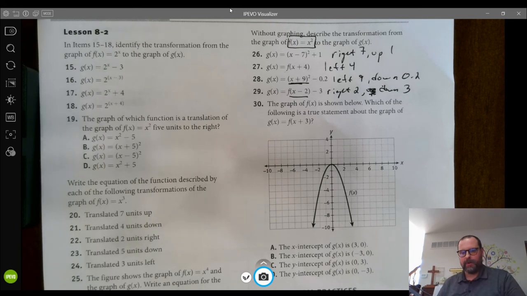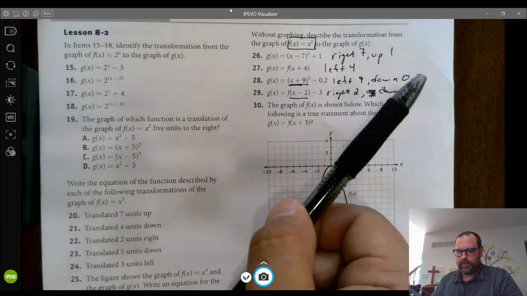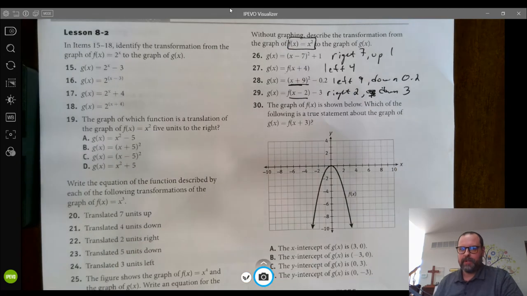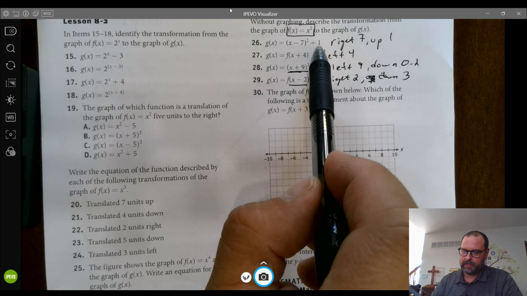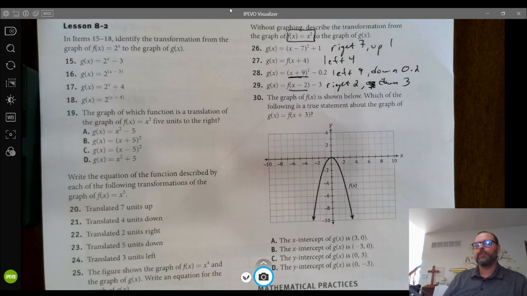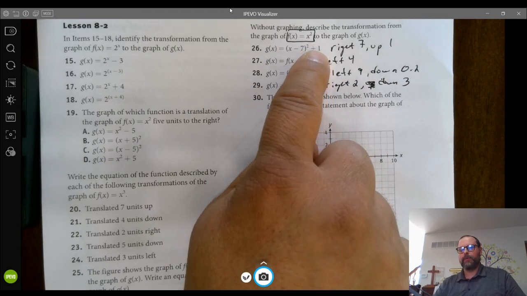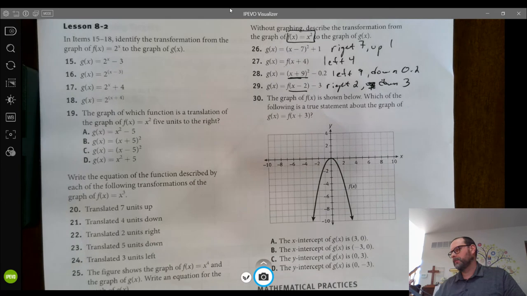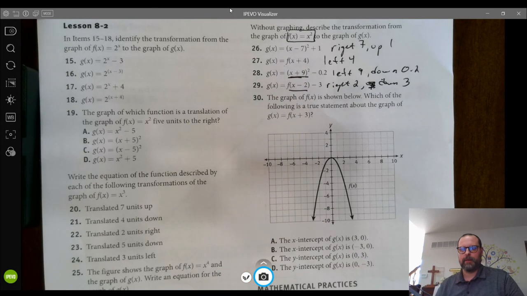We'll practice more of these too, moving it around, but a transformation really is just you take something and you move it right, left, up, down. We need to know how to write it. Parentheses means left, right. Outside the parentheses means up, down. And then we need to know how to write it after a graph as well. So what happens when I look at it? Okay, is it moving right, left, up, down? And then if I have a graph, how do I rewrite it? Parentheses tells left, right. Outside tells us up, down.